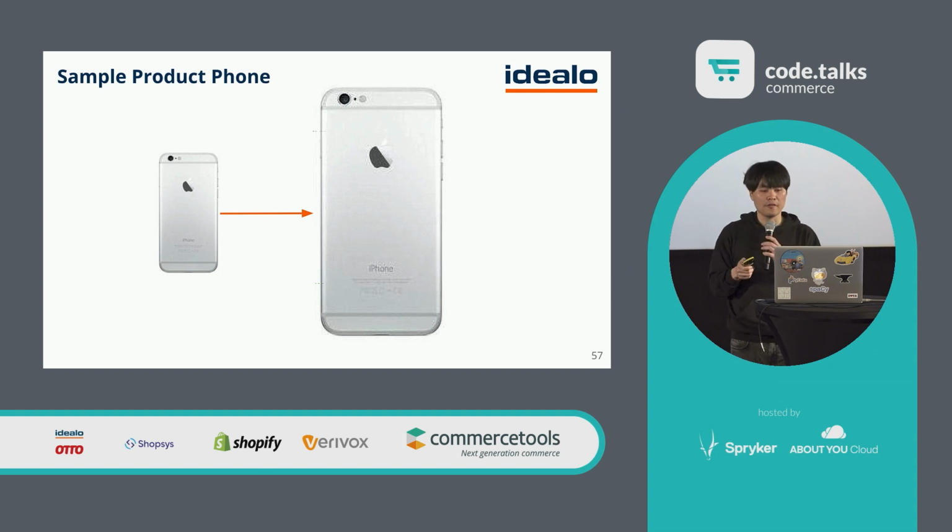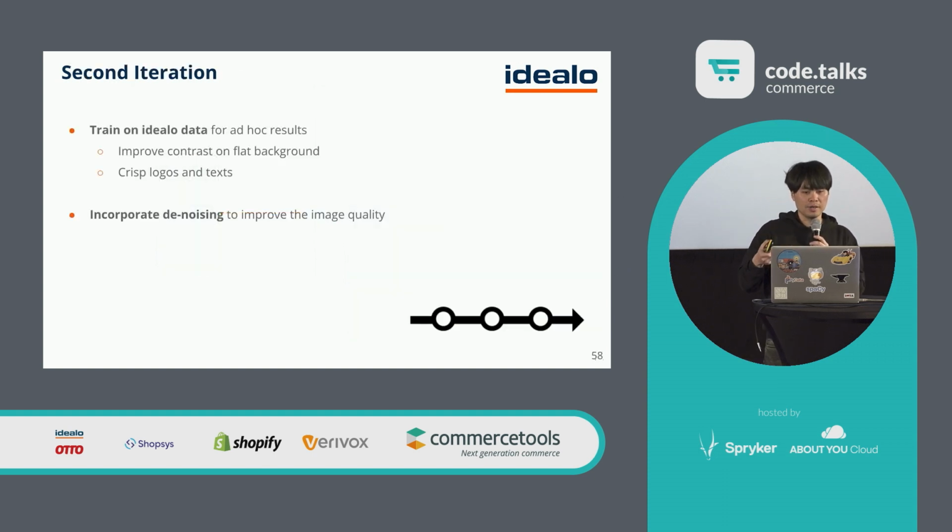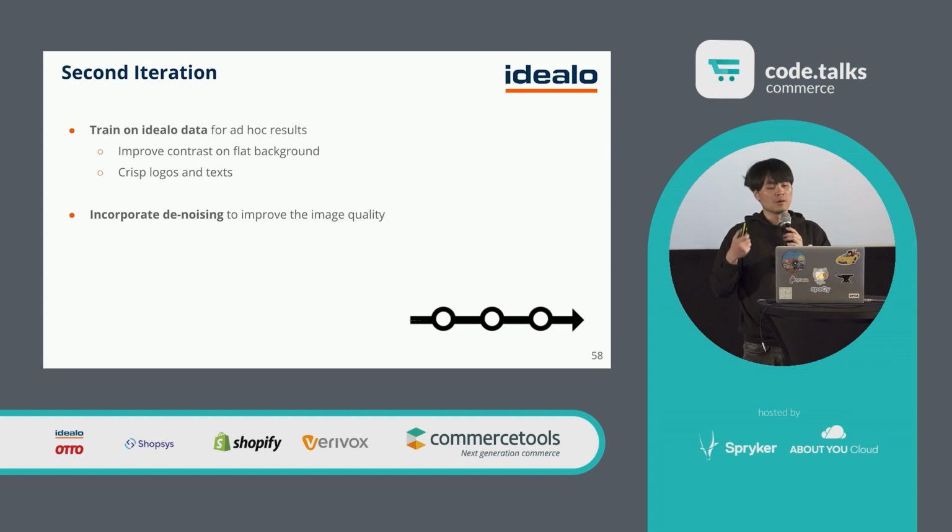So it's not really perfect. Of course, we knew about this, and what we did next basically is we wanted to see how the model would improve if we train it on our data, right? Because the model is only as good as the data you feed in. And then of course we also recognized another problem.